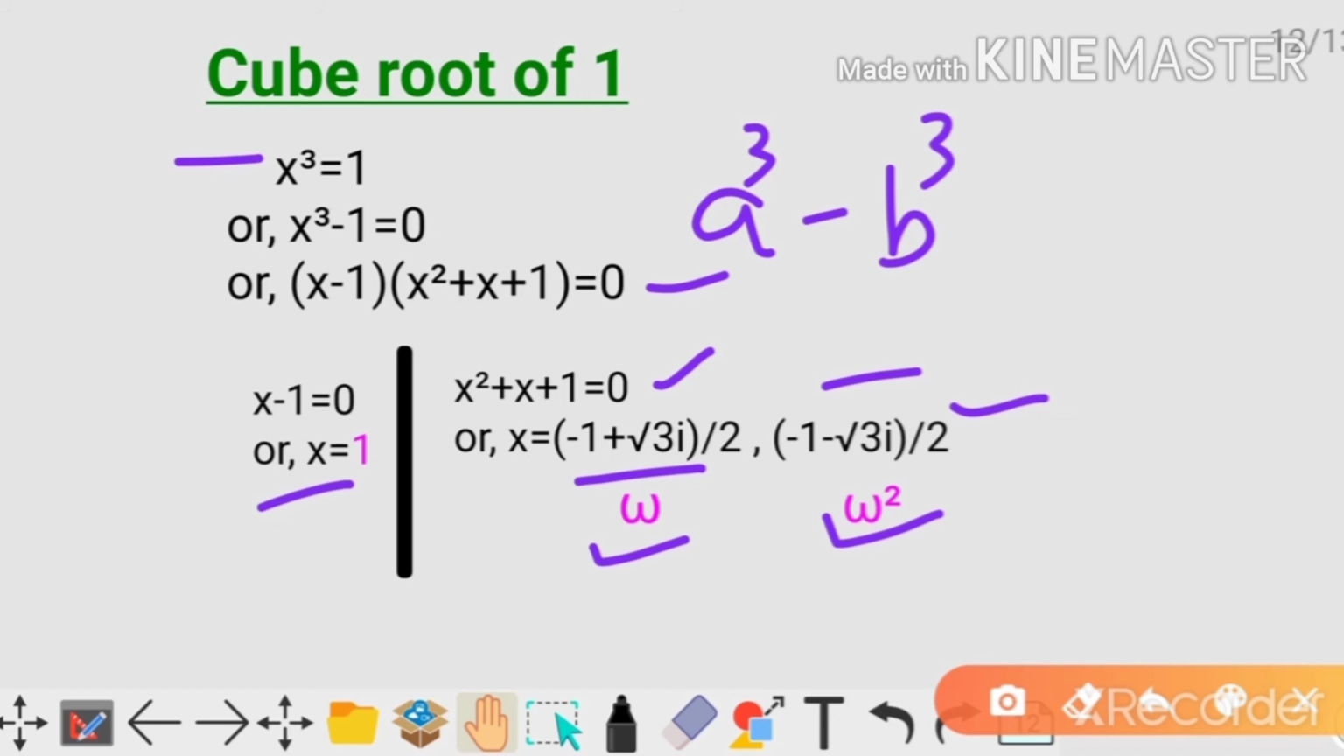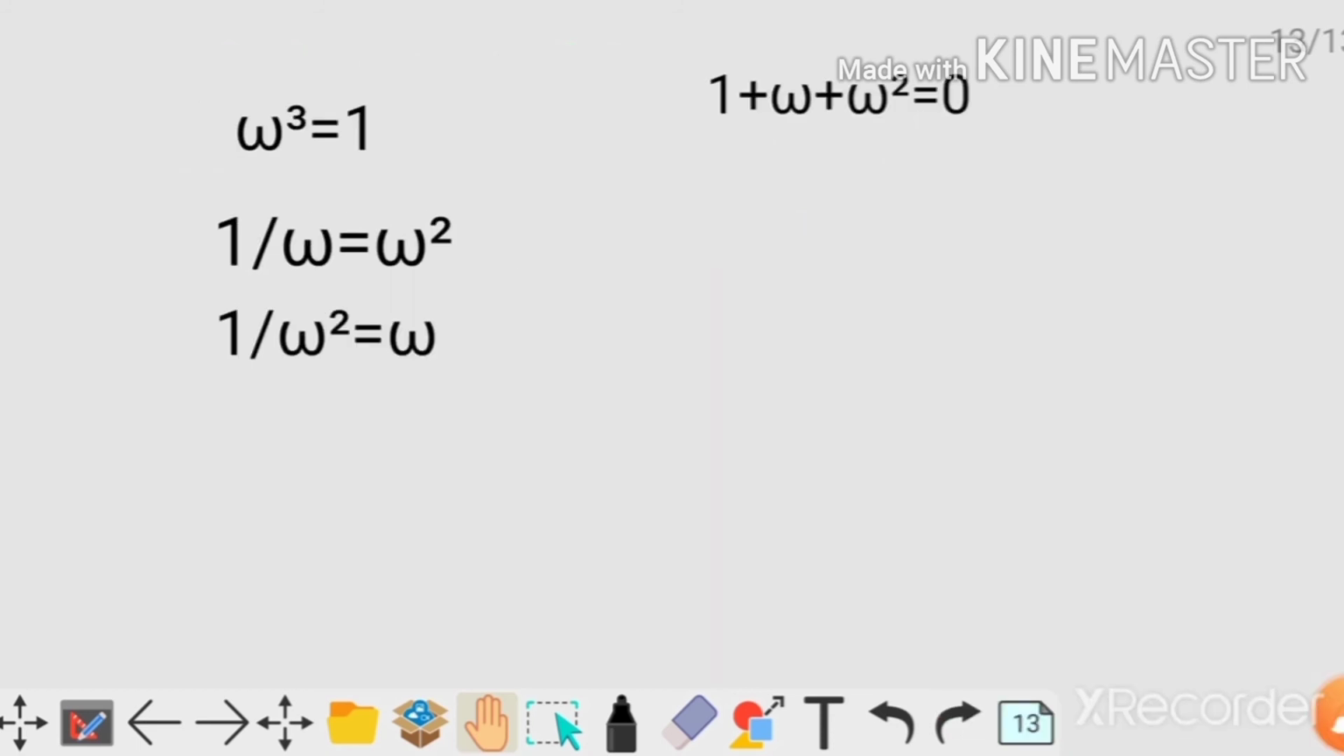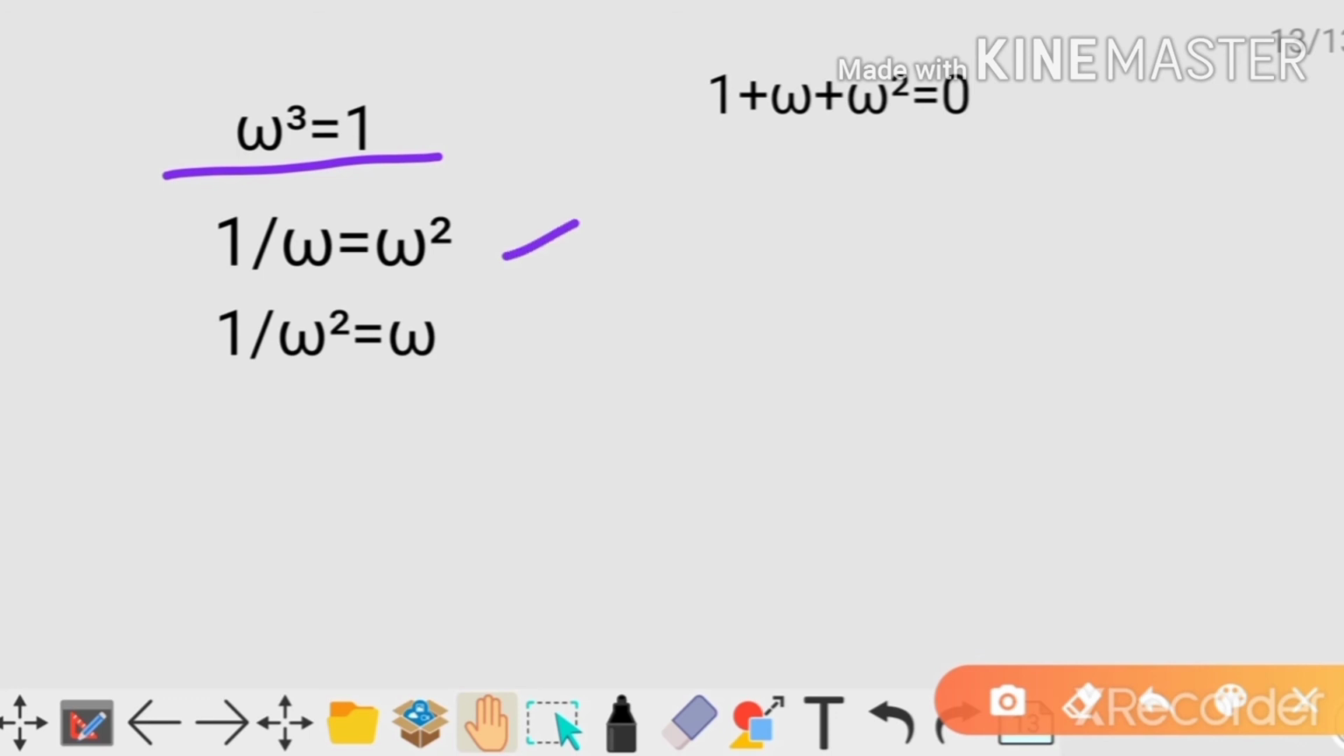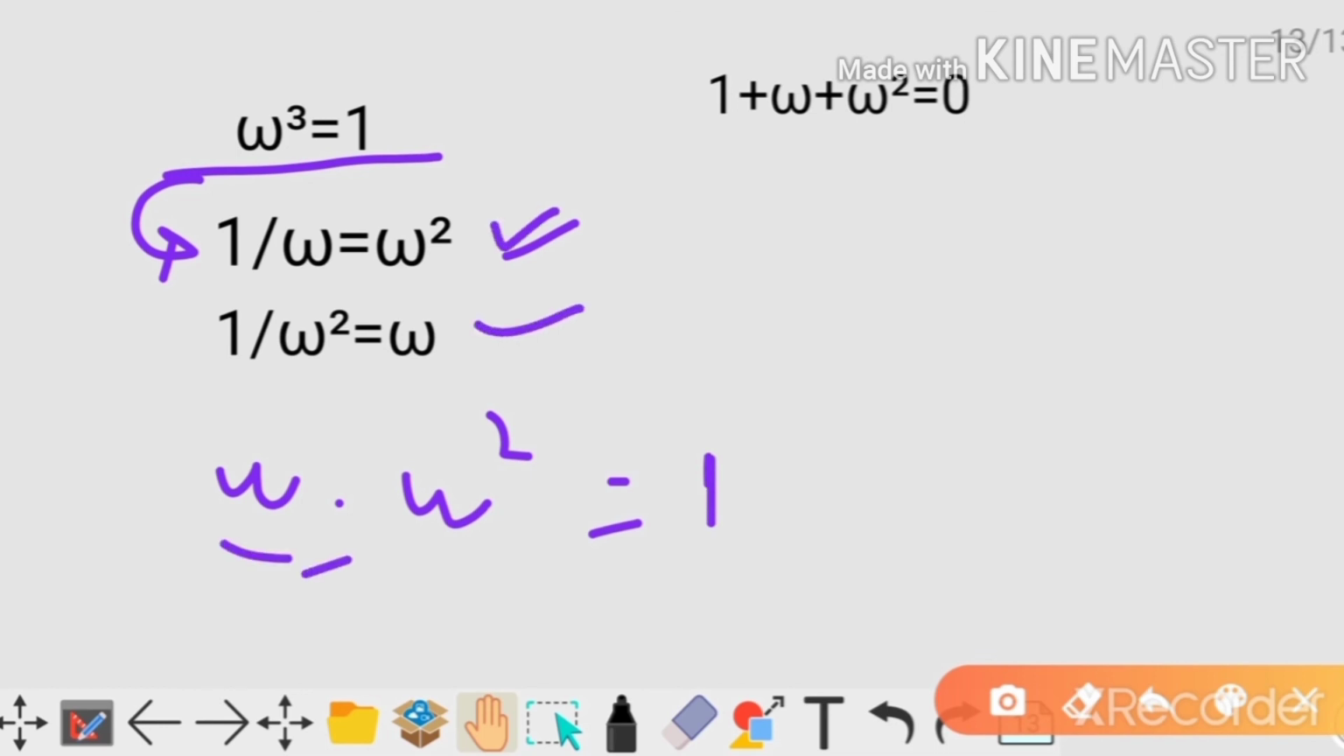So now look at some properties of omega and omega square. As omega is a cube root of 1, omega cube will be 1. And 1 by omega is omega square. We can take this from this line, because omega into omega square equals 1. One more property is 1 plus omega plus omega square equals 0, and sometimes you can use omega plus omega square equals minus 1.